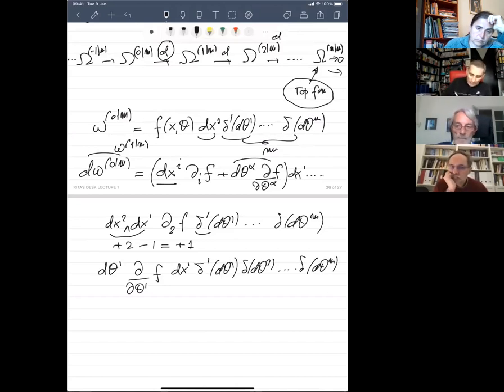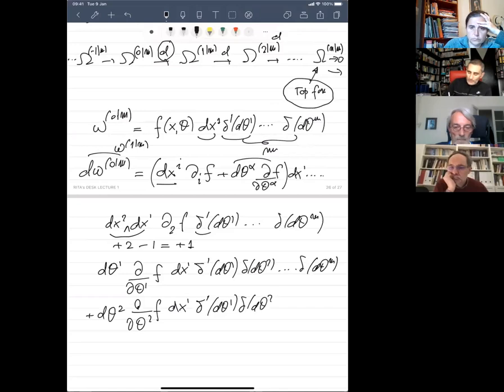However, I can also have something like dx2, the derivative with respect to d theta 2 of f, and dx1 delta prime of d theta 1, then d theta 2 times delta d theta m. And of course I also have all the other terms. Now the two situations are different.